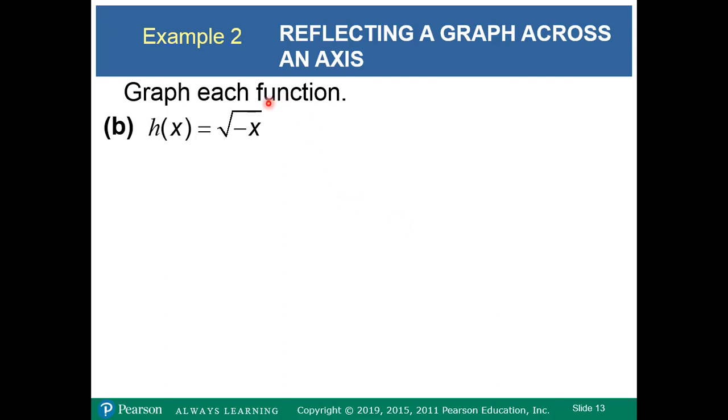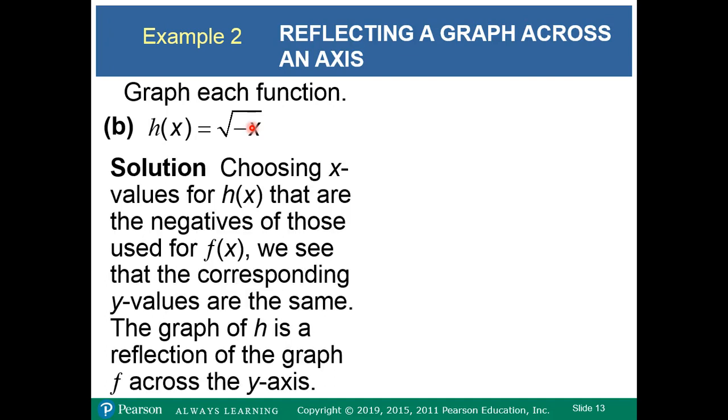Now, what if the negative sign is inside the function? Well, then this becomes a reflection about what? Well, all the x values are now going to flip signs. So all the positive values of x are becoming negative. All the negative values are becoming positive. So this becomes a reflection across the y-axis.